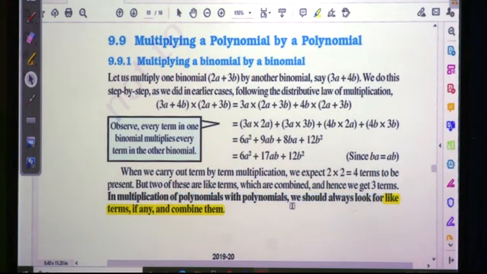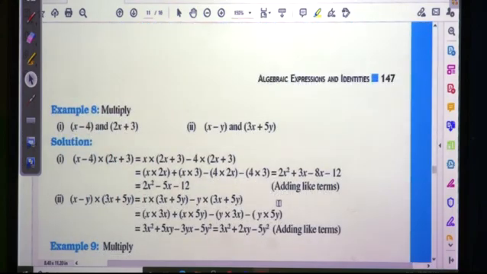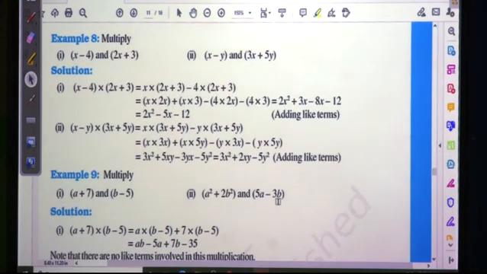Okay, let us proceed further. What they are explaining further? Again, multiply. Next example is multiply x minus 4 and 2x plus 3, and the second is x minus y and 3x plus 5y.